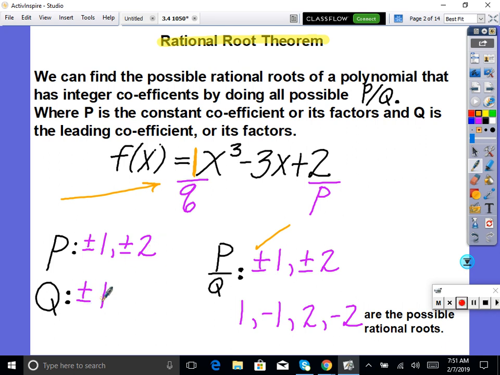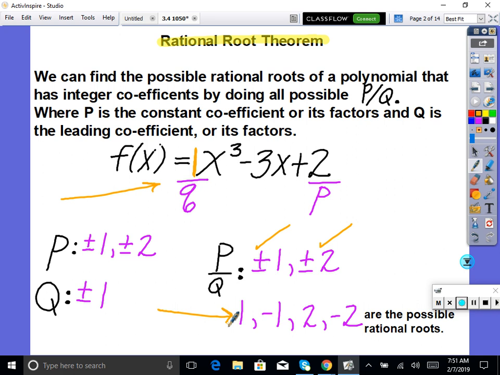2 divided by 1 is 2. So the possible p over q's are 1, negative 1, 2, negative 2. Does everybody see? Look how nice this is. We know that if this polynomial has fraction or whole number roots, it will be contained in this list. It's one of those, and only those. It couldn't be anything else. There is no possible way that 3 is a solution. Does everybody see how that makes it kind of nice?